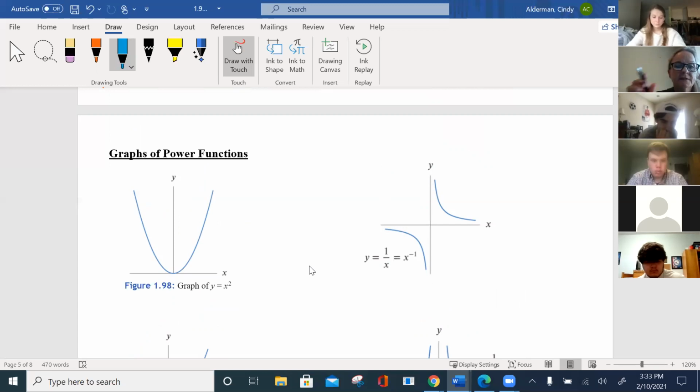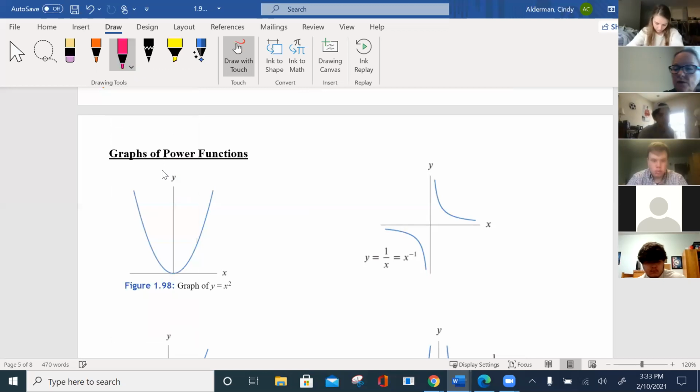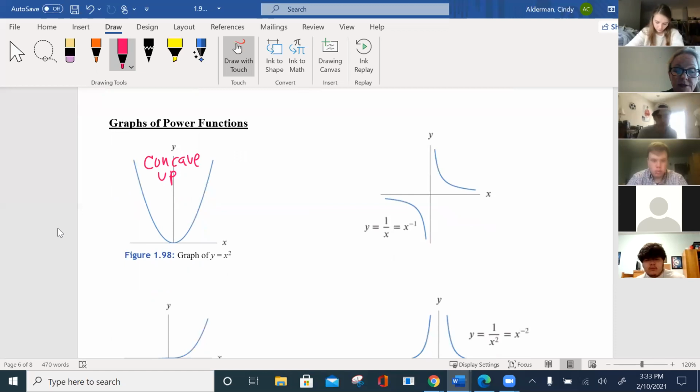All right, so this first graph, is this concave up or concave down? What do we think? Is it concave up? Yeah, definitely. All right, let's go through some of these others. This would be concave down, right? On the left side, and then concave up on the right side.